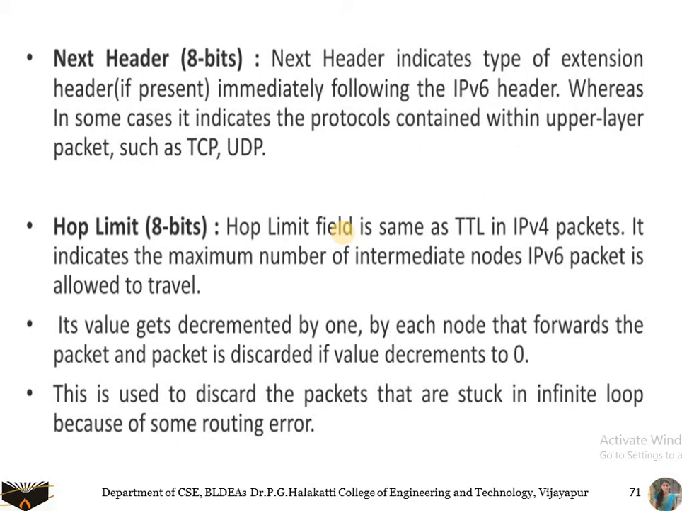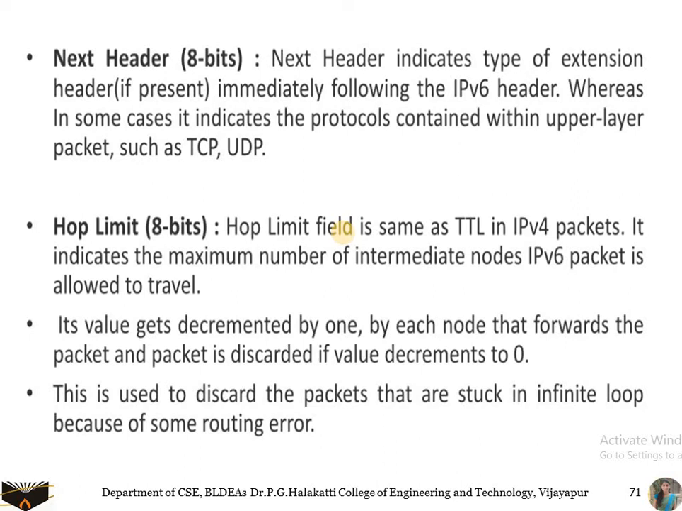So if the source transmits a packet with the TTL value as 10, then when it moves to the next immediate router, the value will be decreased by 1. Again when it moves to the next router, the value will be decreased by 1. So whenever the packet is transmitted by each node, that node decreases the TTL value by 1. When a node receives a packet with the TTL value as 0, it discards that packet completely. This is used to discard packets that are stuck in an infinite loop because of some routing error.